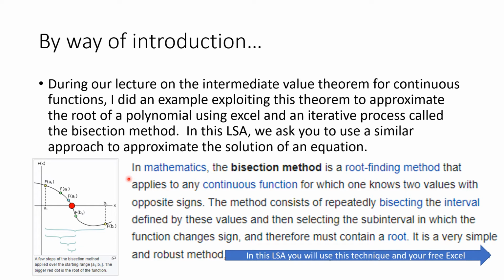And recall, in mathematics, the bisection method is a root-finding method that applies to any continuous function for which one knows two values with opposite signs. The method consists of repeatedly bisecting the interval, as shown in this figure, defined by these values, and then selecting the subinterval in which the function changes sign, and therefore must contain a root. It is a very simple and robust method. And again, in this LSA, you will use this technique and your free Excel to complete the exercise.